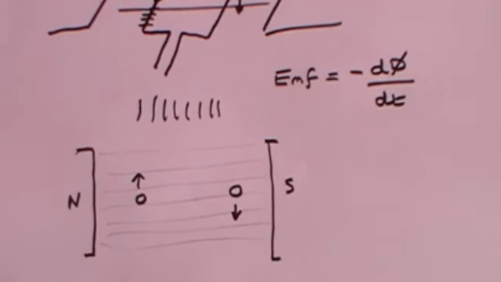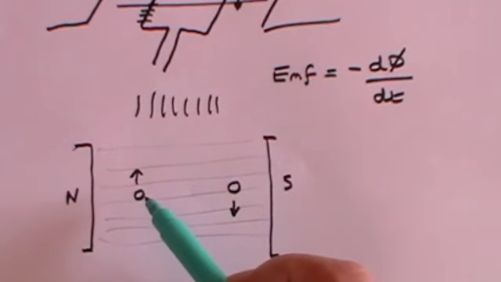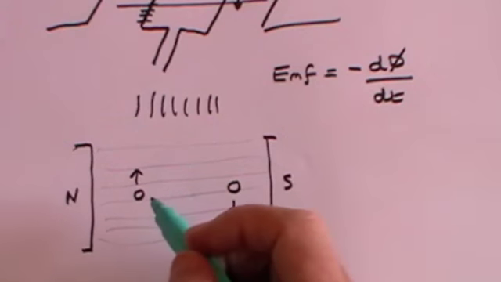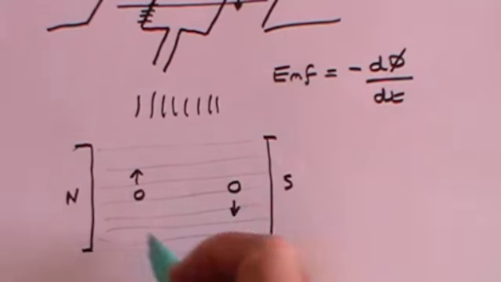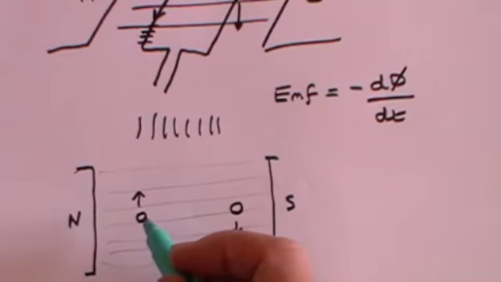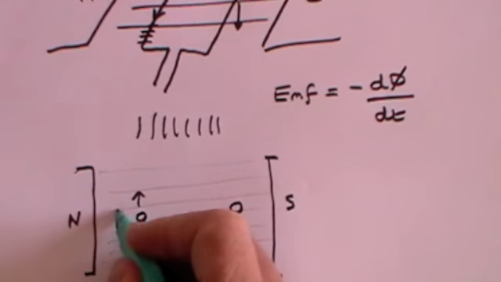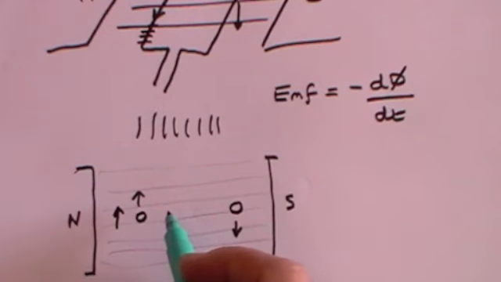So that's the flux. Now, let's first of all think of this wire here. As it is moving around in a circle, because the whole thing is looping, for the time being, when it's in this position, it is moving across the flux lines.